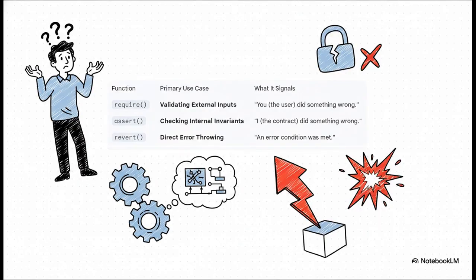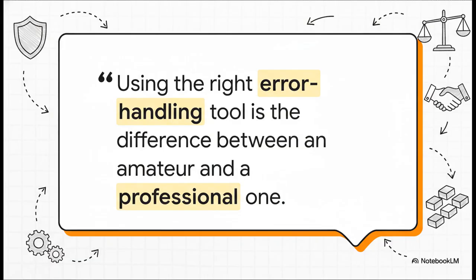I really love this summary here because it just makes it so clear. Think of it this way. Require is your contract telling the user, hey, you did something wrong. Assert, on the other hand, is your contract screaming, whoa, I did something wrong. Something is broken inside me. And revert is just the low-level tool that both of them use to actually stop everything. You see, getting these tools right isn't just about having clean code. It's about building contracts that are predictable, secure, and honestly, fair to your users. This is what separates the hobbyists from the pros.